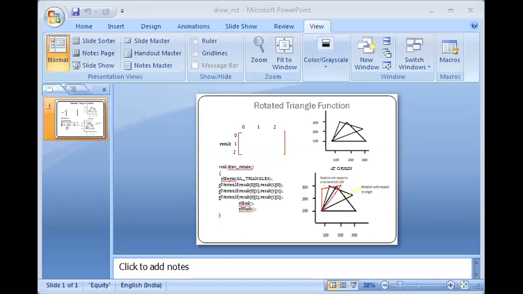These two matrices we will be using to rotate our object with respect to the origin, and with respect to a fixed point, where XR and YR are the pivot points from which I need to rotate my triangle. These are the basics that you need to know for this particular program.